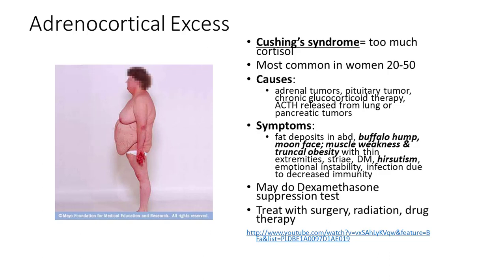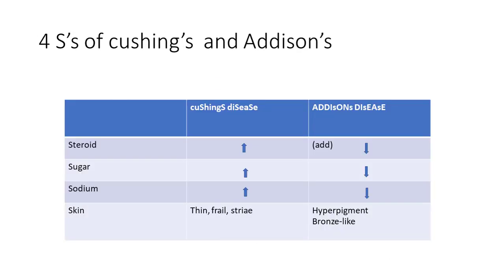Treatment for this: surgery, radiation, and drugs. So this just kind of compares Cushing's to Addison's. It just kind of compares the sugars. They're basically opposite of each other. One is excess and one is deficiency. So you guys can kind of peek at this.